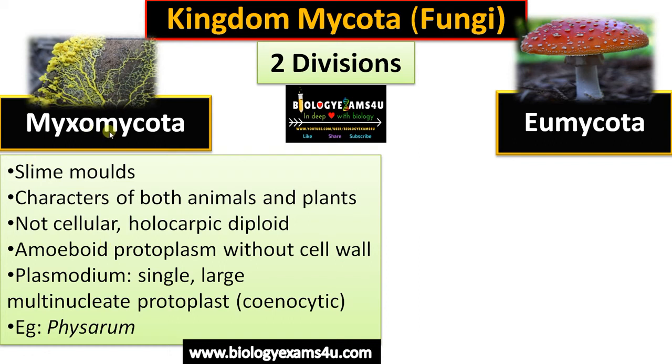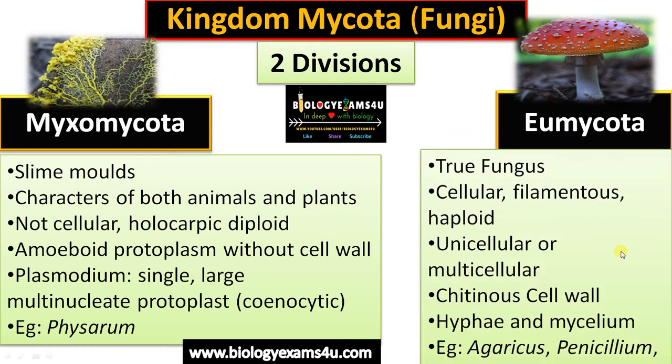These are the characteristics of Myxomycota. They are slime molds. At present it is not included in fungus, it belongs to Protista. So Myxomycota shows characteristics of both animals and plants. It is acellular, holocarpic and diploid. Holocarpic means the entire thallus becomes a reproductive structure. It is having amoeboid protoplasm without a cell wall, often a plasmodium, that is single large multinucleate protoplasm, which is called coenocytic condition. Example is Physarum.